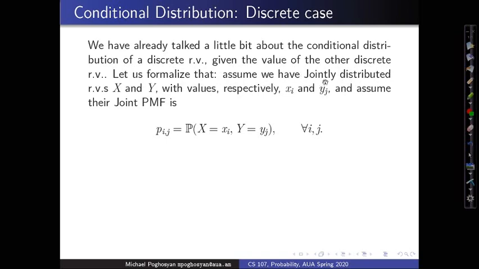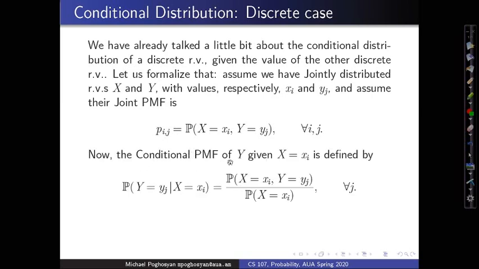But first, about that discrete case, if we have jointly distributed random variables x and y, which are discrete with values xi and yj, and we assume that the joint PMF is given by this, so probability that x is taking the value xi and y is taking the value yj is pij, then the conditional PMF, probability mass function of y given that x is equal to xi, was defined by the following. So probability that y is taking the value yj, given that x is equal to xi, is this joint probability, so the probability that x is equal to xi and y is equal to yj, so pij, over the probability that x is equal to xi.